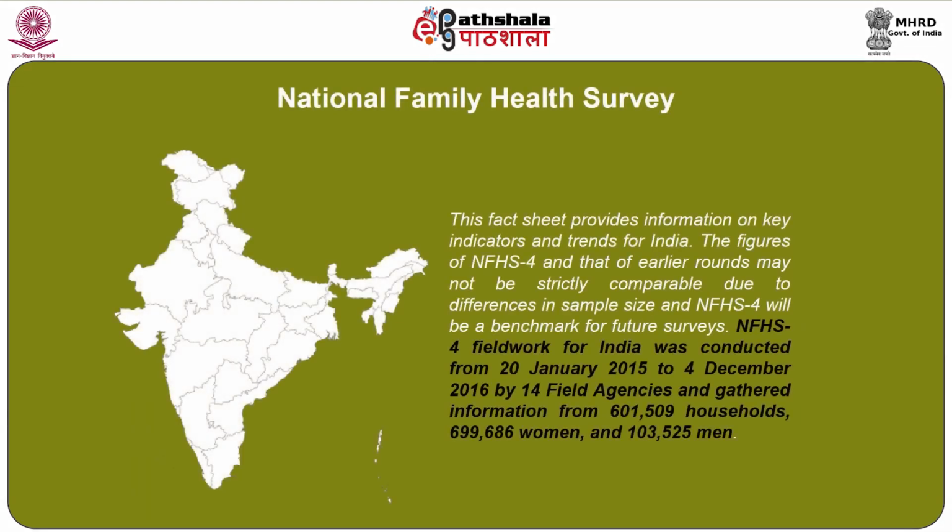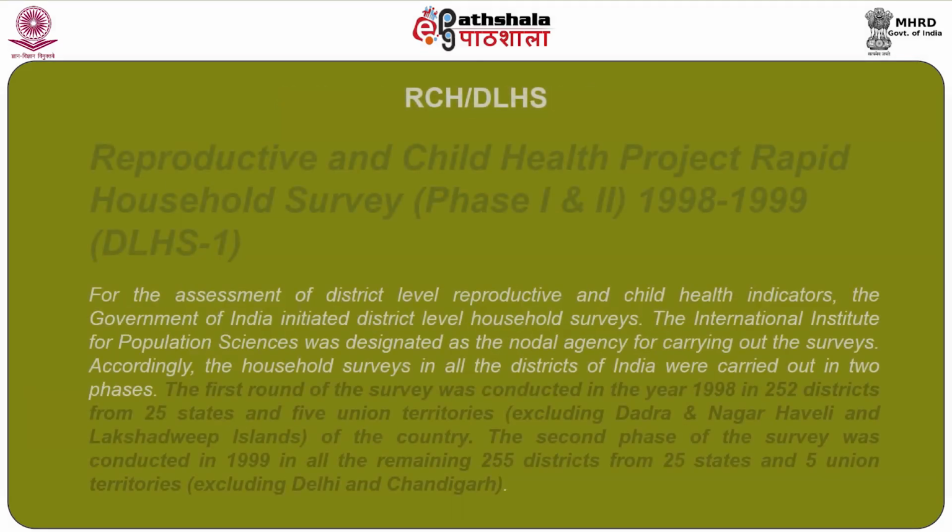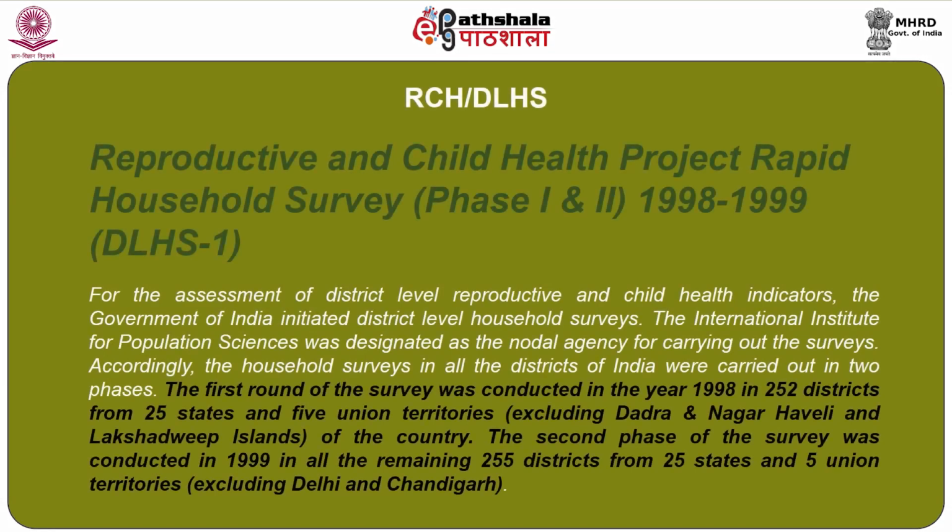This fact sheet provides information on key indicators and trends for India. The figures of NFHS 4 and that of earlier rounds may not be strictly comparable due to differences in sample size, and NFHS 4 will be a benchmark for future surveys. NFHS 4 fieldwork for India was conducted from 20th January 2015 to 4th December 2016 by 14 field agencies and gathered information from 6,01,509 households, 6,99,686 women, and 1,03,525 men.